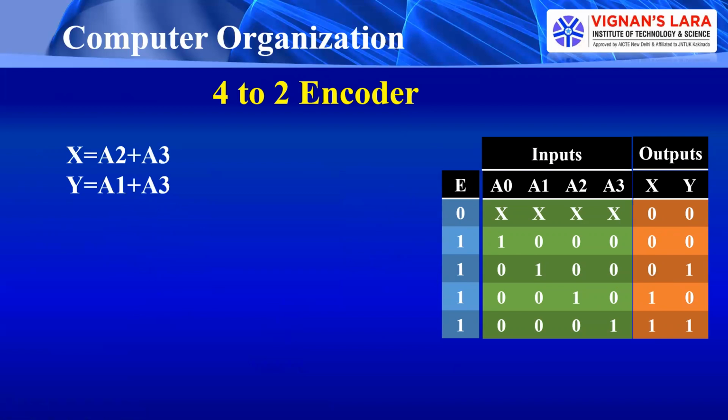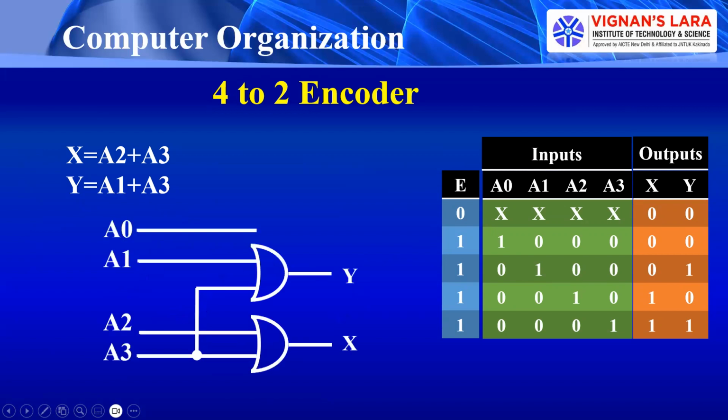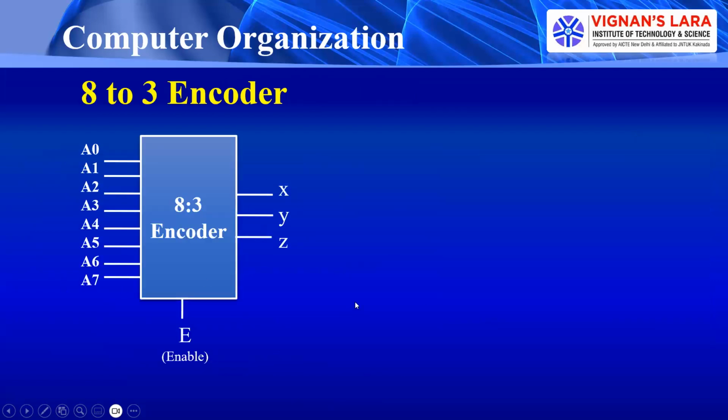So I'll go and write the output expressions for them. X is 1 for only 2 cases, that is A2 plus A3. Then Y is 1 for A1 and A3, so Y is equal to A1 plus A3. See here, this is the logic diagram. So Y is equal to A1 plus A3 and X is equal to A2 plus A3. And A0, we have these are the inputs and these are the outputs.